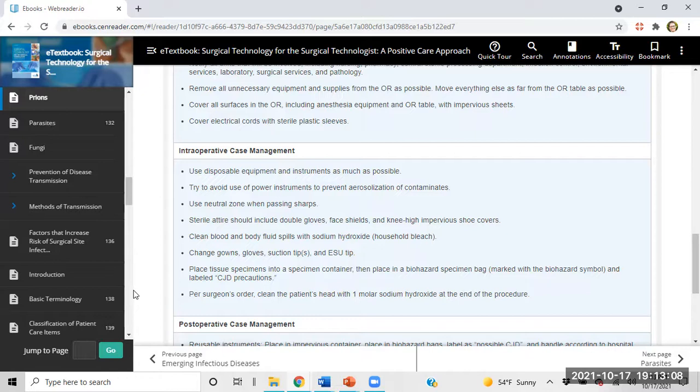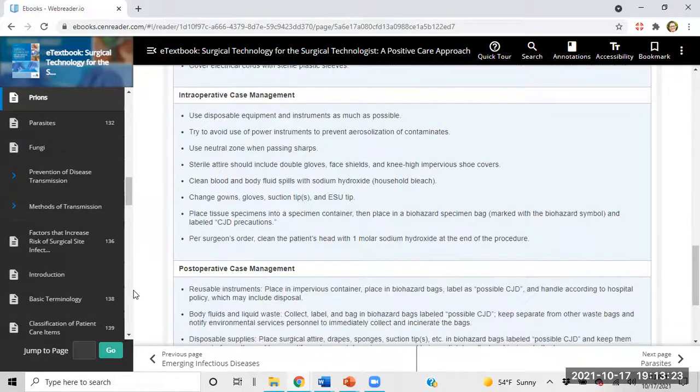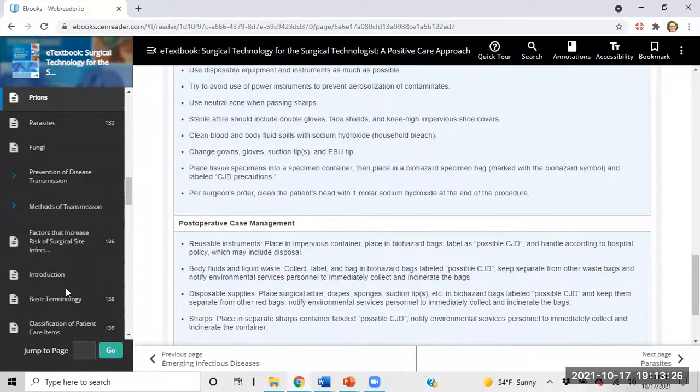Any specimen container is going to be not only marked as you normally would, but it's also going to be marked with CJD precautions on it, and it's going to be placed in a biohazard bag. And if requested, then you're going to use 1 molar sodium hydroxide at the end of the surgery on the patient's head to do a cleaning.